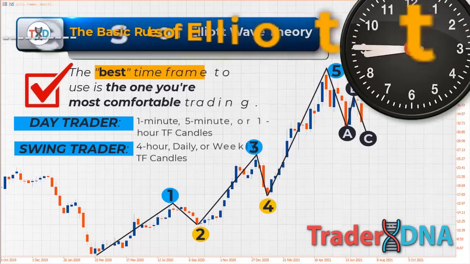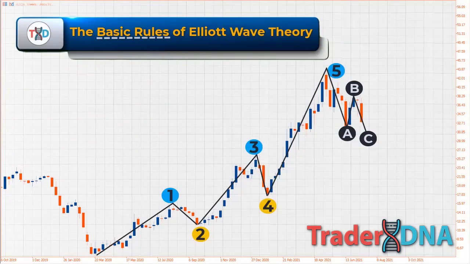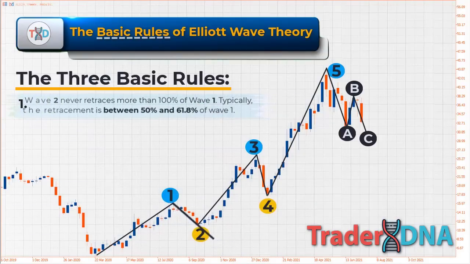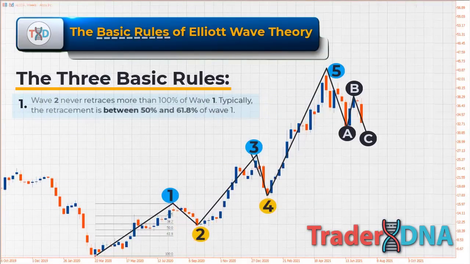The basic rules of Elliott wave strategy. The Elliott wave strategy needs to satisfy and abide by some strict rules in order to validate the 5-wave move. The 3 basic rules. Rule number 1. Wave 2 never retraces more than 100% of wave 1. Typically, the retracement is between 50% and 61.8% of wave 1.